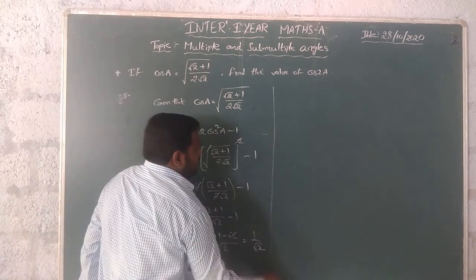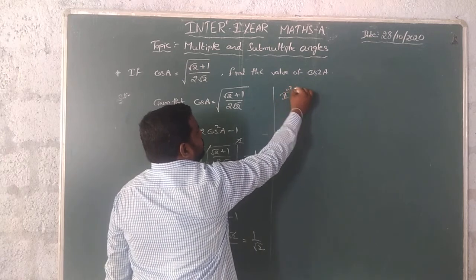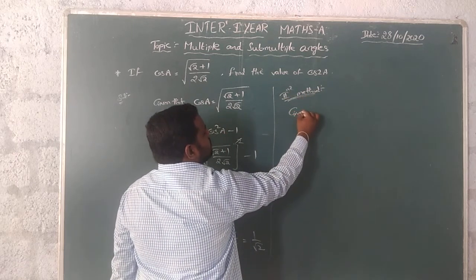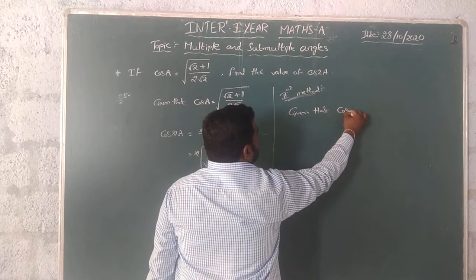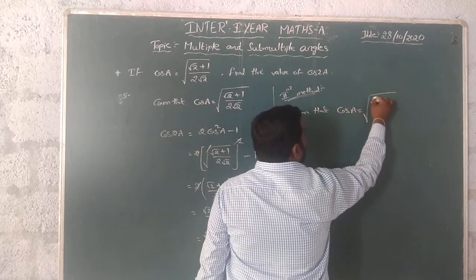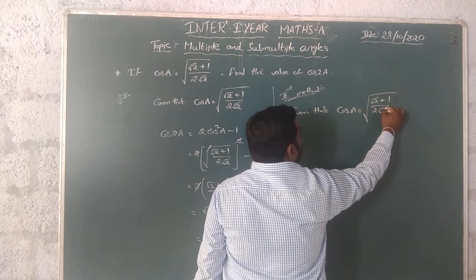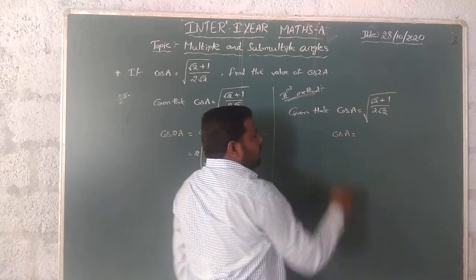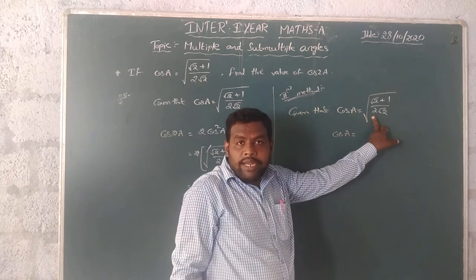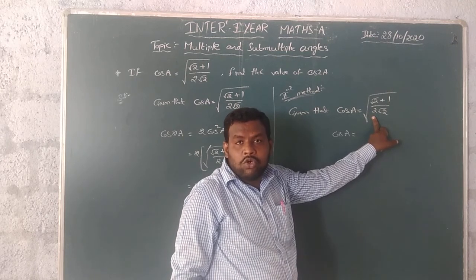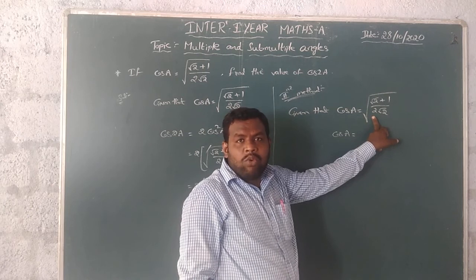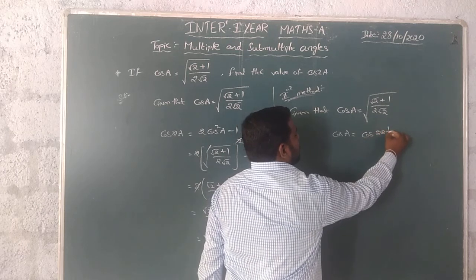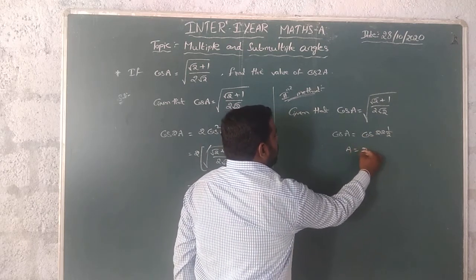Okay, alternative method. The second method is, given that cos A is equal to under root of (root 2 plus 1) by 2 root 2. So this total value can be written as under root of (root 2 plus 1) by 2 root 2. Which degree value is under root of (root 2 plus 1) by 2 root 2? That is cos 22.5 degrees value. So A is equal to 22.5 degrees.